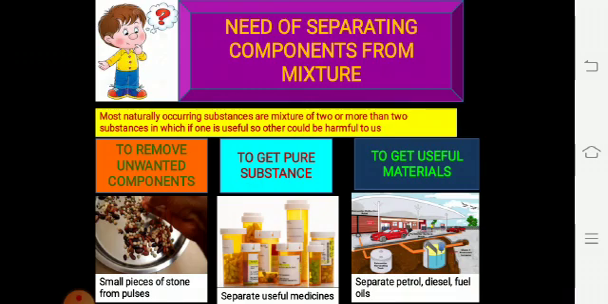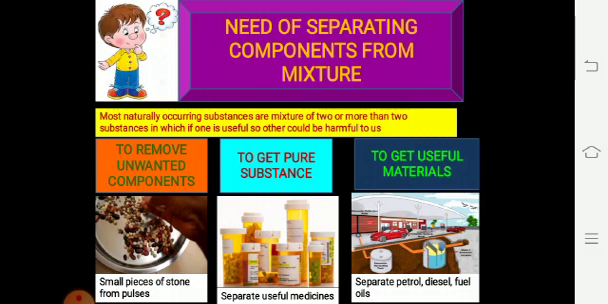In which, if one is useful, another could be harmful to us. So we have some purposes to separate the components from the mixture. First is to remove unwanted components. For example, we have to remove small pieces of stones from the pulses before cooking. Next is to get pure substances.